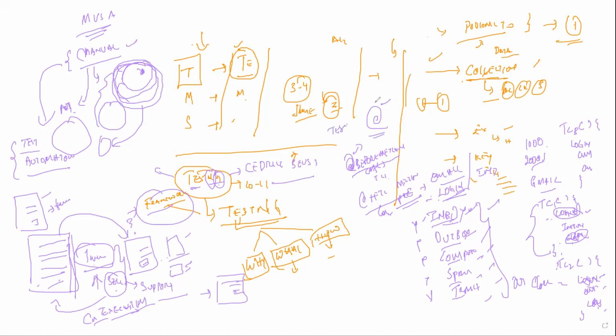TestNG annotations will provide you before method, before class, before test, before suite, and in front of all these things, this before and after will be provided for you. It will help you with your executions. And it will give you priority. First test case, it needs to run inbox. Second test case, it needs to run compose mail. Third test case, it needs to run outbox. Fourth test case, it needs to run trash. Means you can give the priority for this.